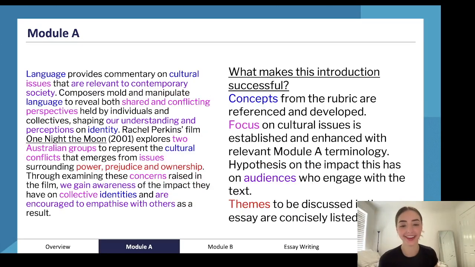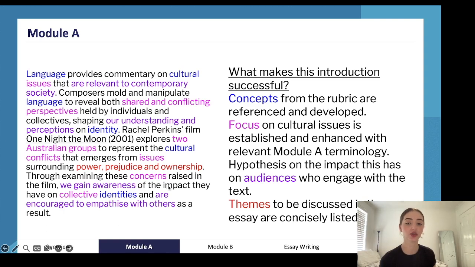Sorry, guys. Nonetheless, you can see I've fleshed out the rubric, made more connections than just the question alone. I have a hypothesis on the impact that it has on audiences who engage with the text. Through examining these concerns raised in the film, we gain awareness of the impact they have on collective identities and are encouraged to empathize with people who suffer cultural issues. And the themes that are to be discussed are concisely listed. So power, prejudice, and ownership.